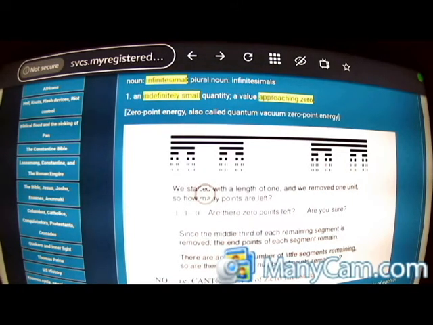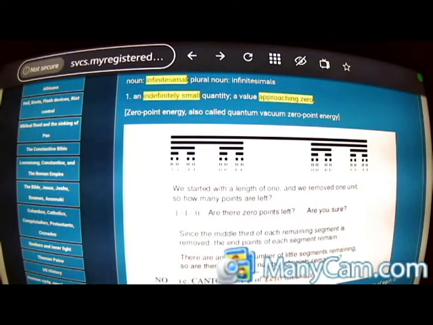Are you sure? Since the middle third of each remaining segment is removed, the endpoints of each segment remain. There are an infinite number of little segments remaining. So are there an indefinite number of points remaining? No. I.e., the Cantor set is of 0 measure.